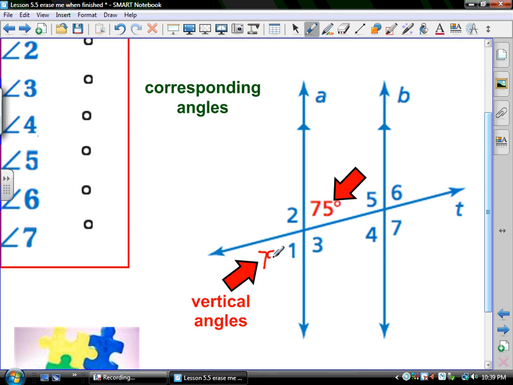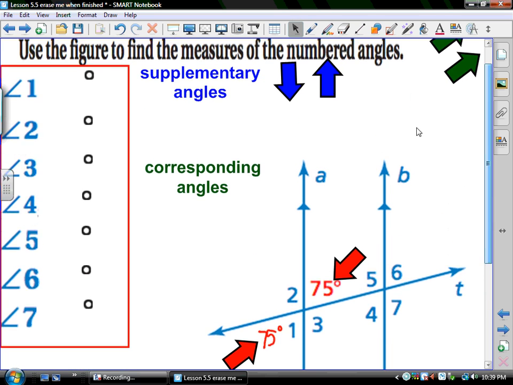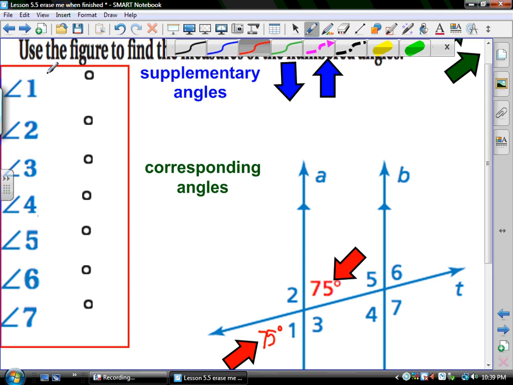Nice vocab. So angle 1 is going to be 75 degrees. So let's plop that in up here. Angle 1 is 75 degrees.